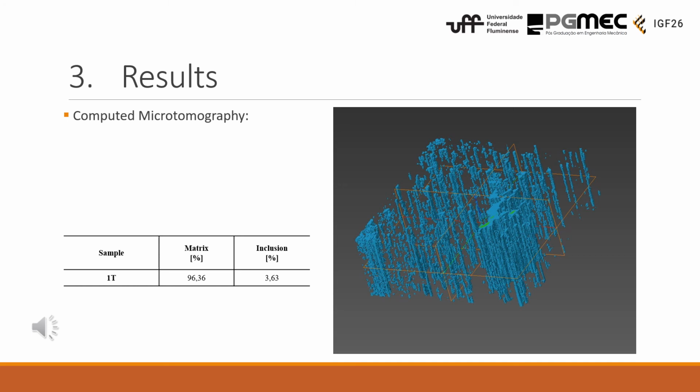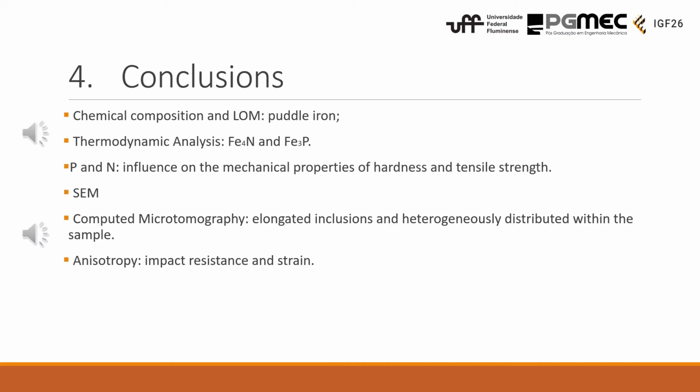in the simulation. With the chemical composition and optical microscopy analysis, we were able to verify that this material is a Pardal iron, rich in elements like sulfur, phosphorus, and nitrogen, and that it also has a great amount of coarse inclusions. With the thermodynamic analysis, we saw that this material also has precipitates inside its matrix, rich in phosphorus and nitrogen. Those elements can embrittle the material, and that's the reason why, despite having a low amount of carbon, this material has high values of hardness, yield strength, and ultimate strength.